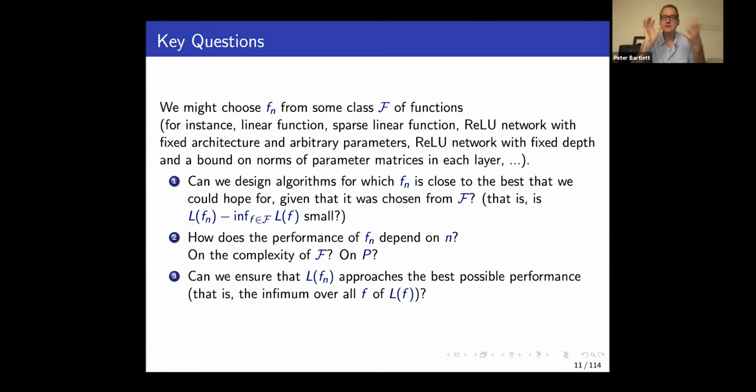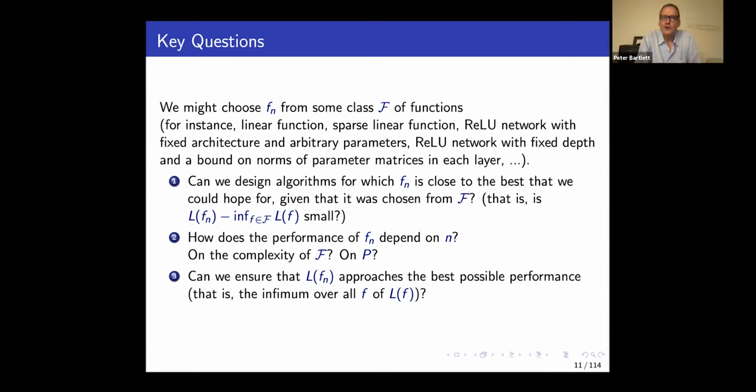Maybe they're functions of a ReLU network with a fixed depth and unbounded width, but some sort of constraint on the scale of the parameters throughout the network. There are all sorts of ways you can formulate these classes of functions. We're going to look at it abstractly as there's this class F, and what are the features of F that are important.